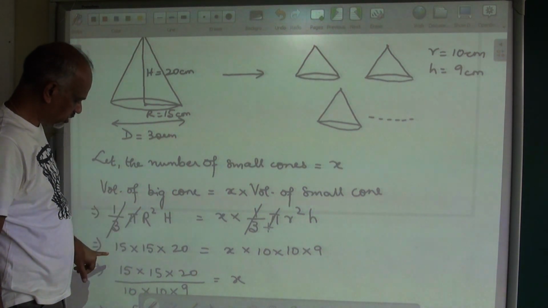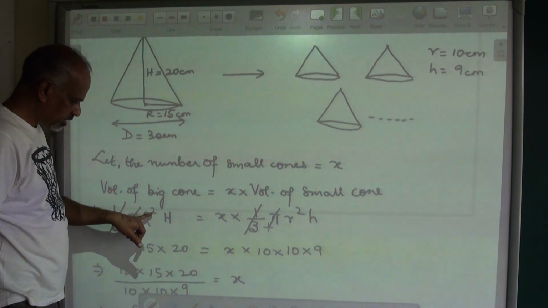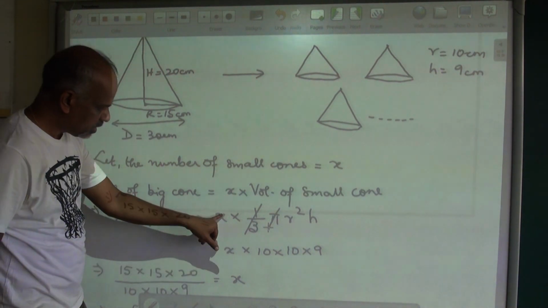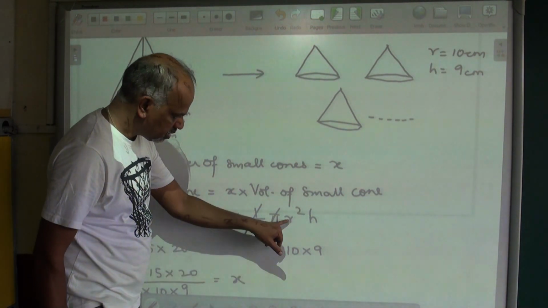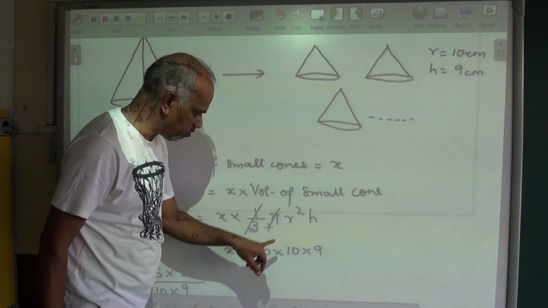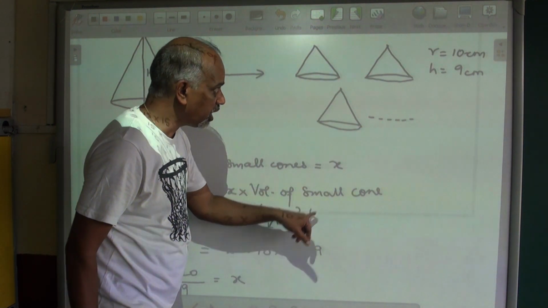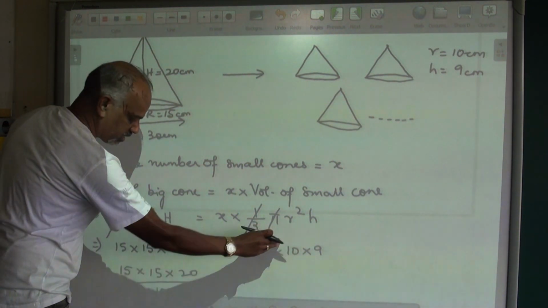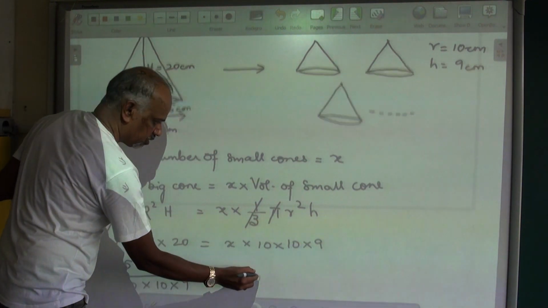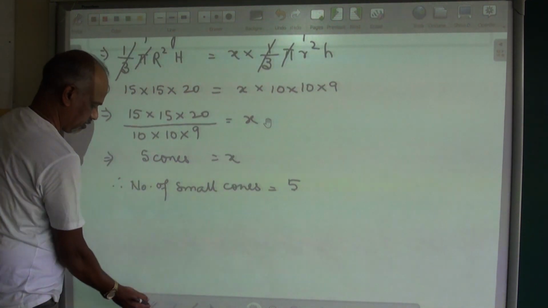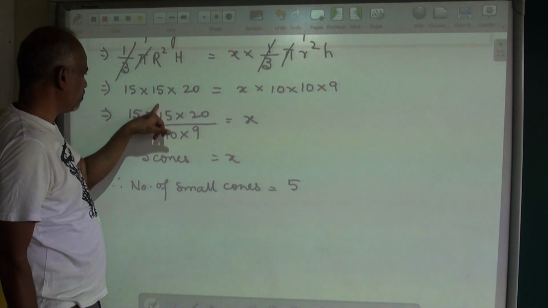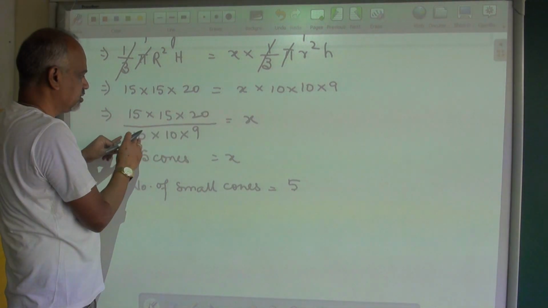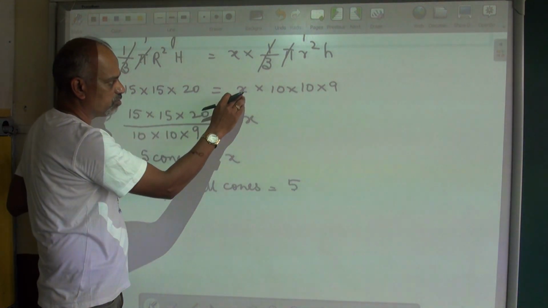Capital R squared. Capital R is 15, so 15 twice here. 15 into 15 into height of this is 20 is equal to x is still there into small r is 10, so r squared will be 10 into 10 into small h is 9. X is what you are going to find. So bring these numbers to the other side. So you will get 15 into 15 into 20, and the 10, 10 and 9 comes to the left side, so divided by 10 into 10 into 9 will give you the value of x.